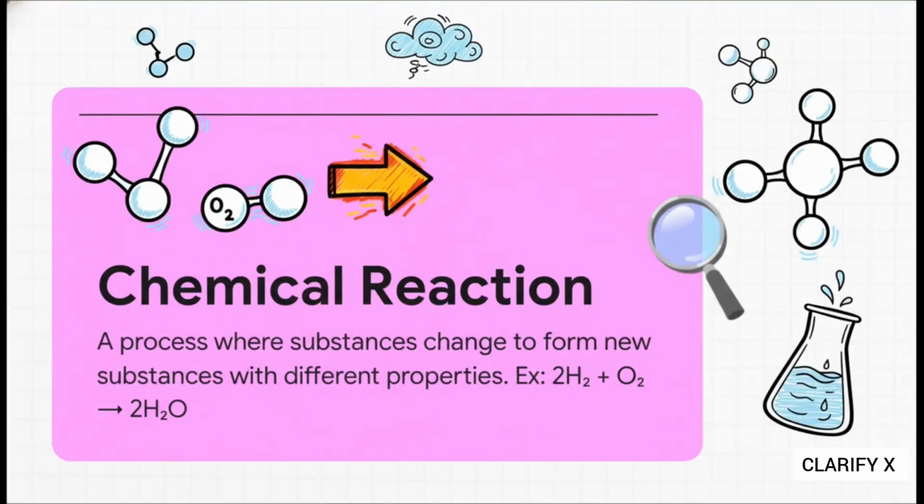Okay, so here's the textbook definition for you. A chemical reaction is basically a process where some substances, let's call them our ingredients, rearrange their atoms to make completely new stuff with totally different properties. The classic example, the one everyone learns, is hydrogen gas reacting with oxygen gas to make water. Think about that for a second. You start with two gases you can't even see, and you end up with a liquid. That's a huge change, a fundamental shift in what the substance is.